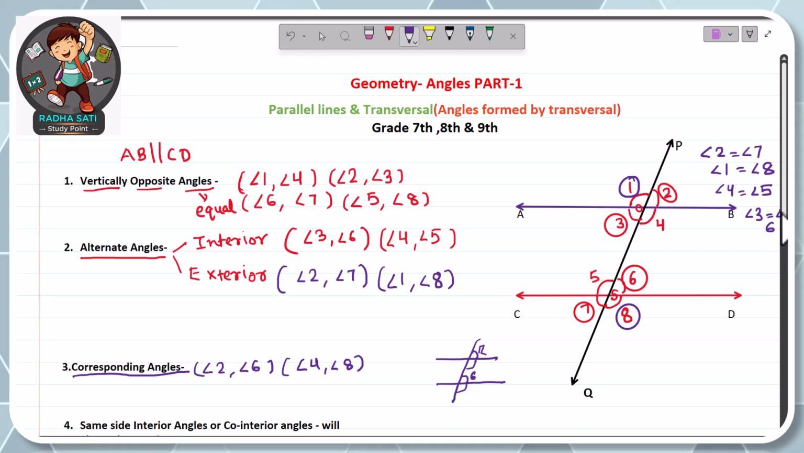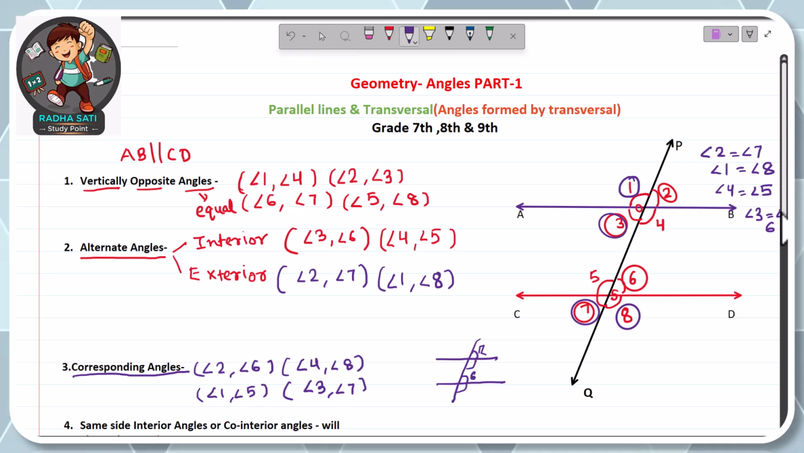Now moving on to the left side. Angle 1 and angle 5, both are at the top left side, are corresponding angles. Similarly, angle 3 and angle 7. So this angle and this angle are also corresponding angles. So again, there are four pairs of corresponding angles.